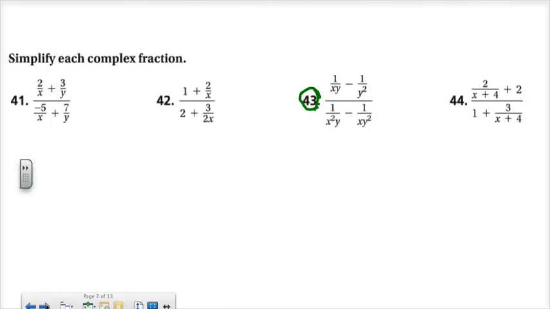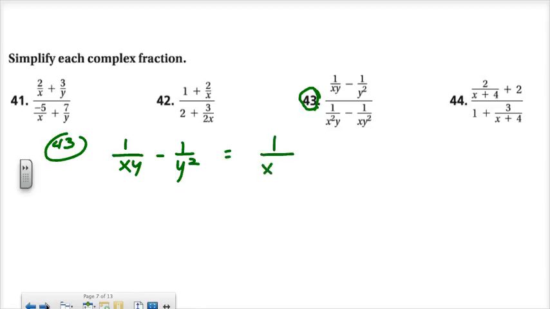All right, 43, nice little complex fraction here. So what we need to do is focus on the two parts to this, and the two parts are the numerator and the denominator. I'm going to work on my numerator first. I need that to be 1 fraction. So if I'm going to get that to be 1 fraction, I want to change this to adding a negative. And I have to find my LCD.